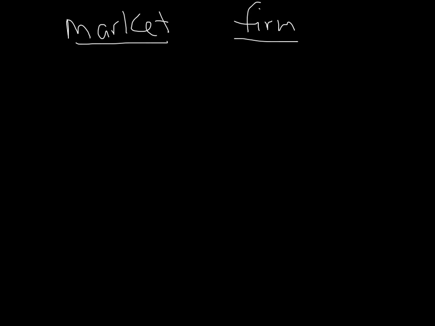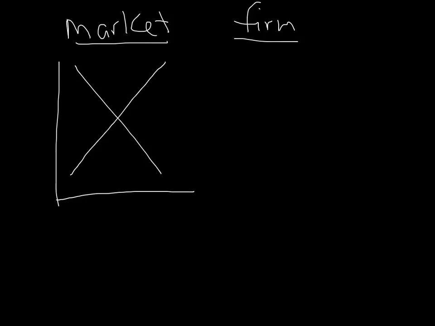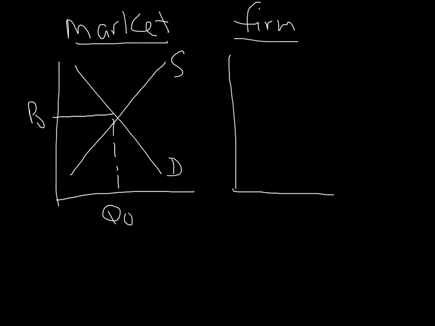So if we have side-by-side graphs, one for the market and the other for one typical firm in that marketplace, we know that price is established by the market. So in this case we have equilibrium price of P0, equilibrium quantity of Q0. And in the firm, we know the firm is a price taker. It's a perfectly elastic demand curve. So we call that P equals D equals the marginal revenue.